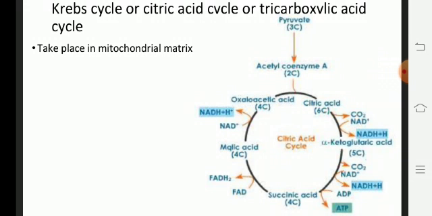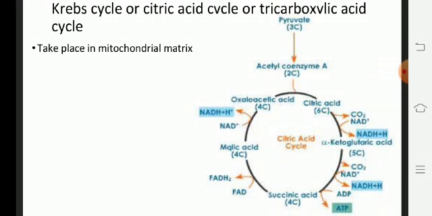Next, we move on to the second step, that is the Krebs cycle, also called the tricarboxylic acid cycle. It is also called the TCA cycle. Krebs is the name of the scientist who identified this cycle, hence it is referred to as the Krebs cycle and also called the TCA cycle. This Krebs cycle takes place in the mitochondrial matrix.